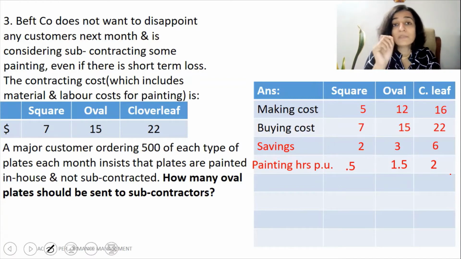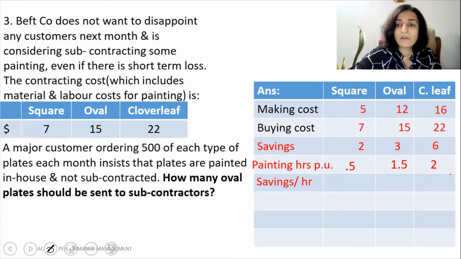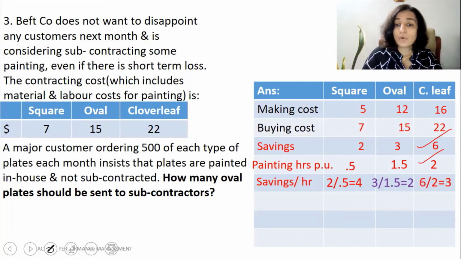Next, what should you calculate? We have to calculate the savings per hour. So savings per hour for square, it is 2 divided by 0.5 or $4. For oval, it is 3 divided by 1.5 or $2. And for clover leaf, it is 6 divided by 2 or $3. Now we can rank the products. If you see here, square has got the maximum savings per hour.